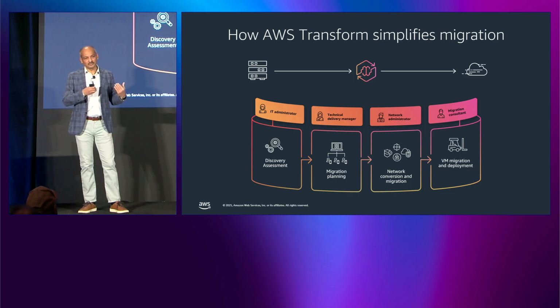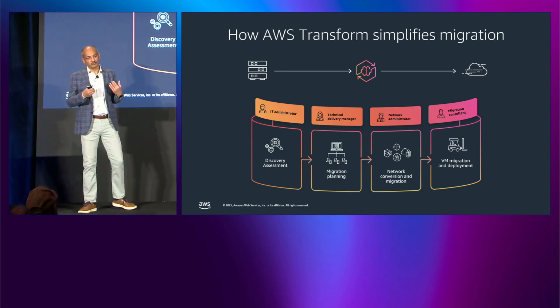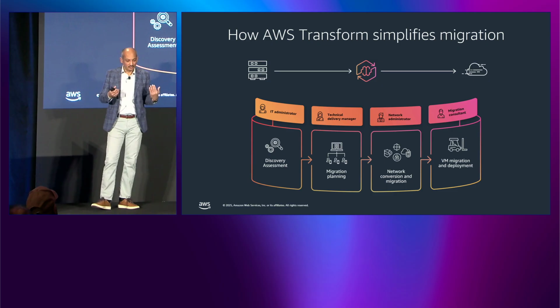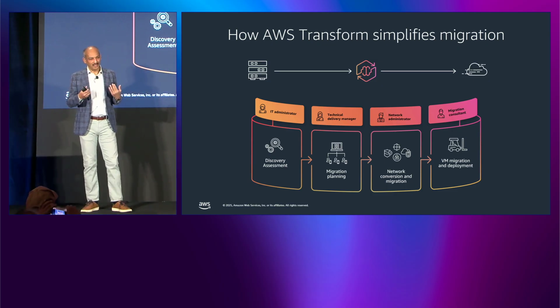So for each of these stages, what we've done in AWS Transform is build an agent. So we have a discovery agent, we have a migration planning agent, we have a network conversion and network generation agent, as well as a rehosting agent. And then on top of that, we have an orchestrator that orchestrates across these four agents to create a journey for you for migration. Now, it's not a linear affair, right?